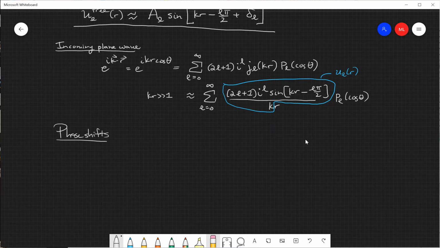And just as with orbitals, when we were solving hydrogen and so on, the different L values have letter names. So L equals 0 is S wave scattering, L equals 1 is P, and so on, just the same as the orbitals. So, let's talk about phase shifts.